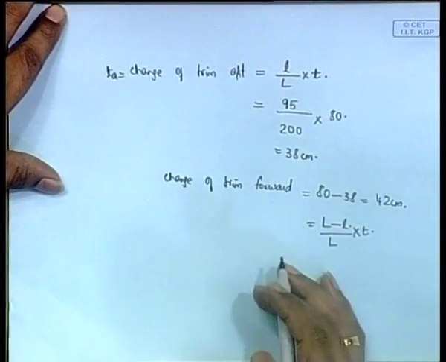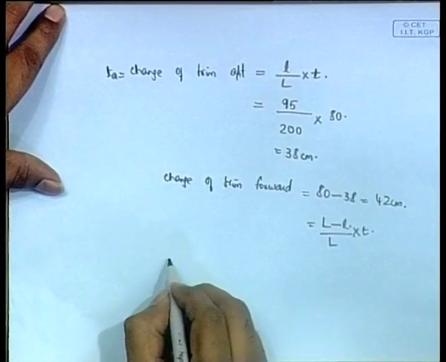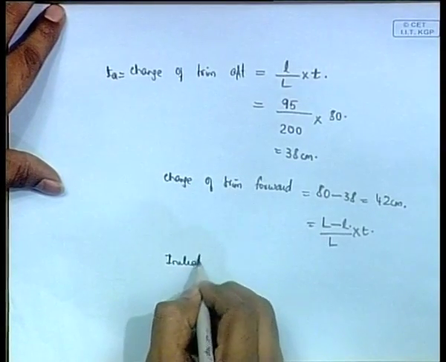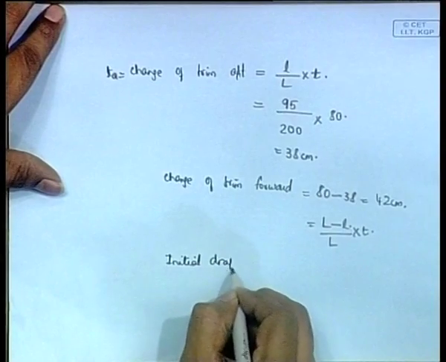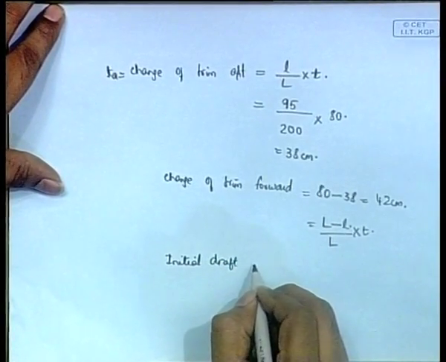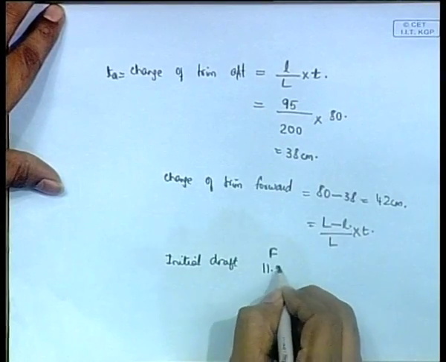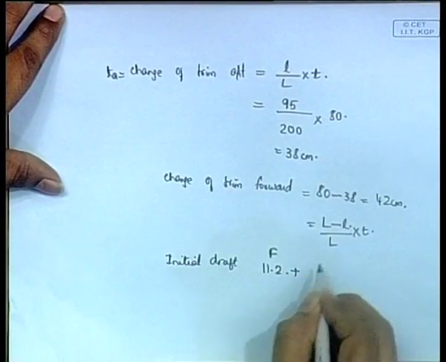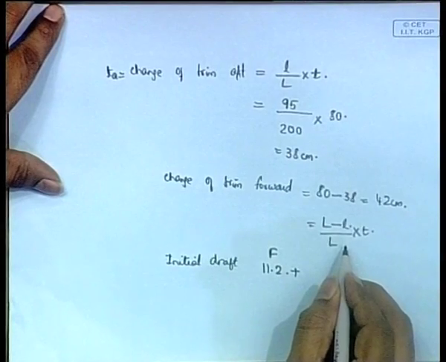Now, how do you find the final draft? It is like this. You are told the initial draft. Let us take the forward side. In the forward side, the initial draft is given to be 11.2. To it, you are adding this trim.